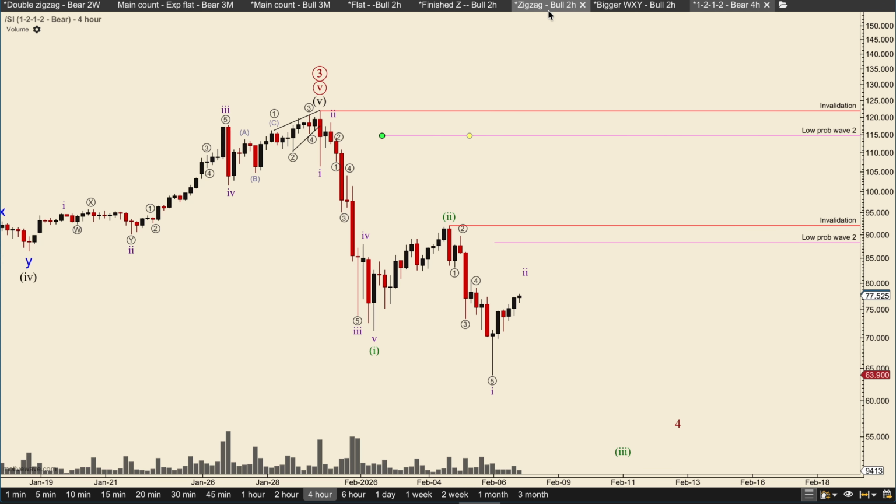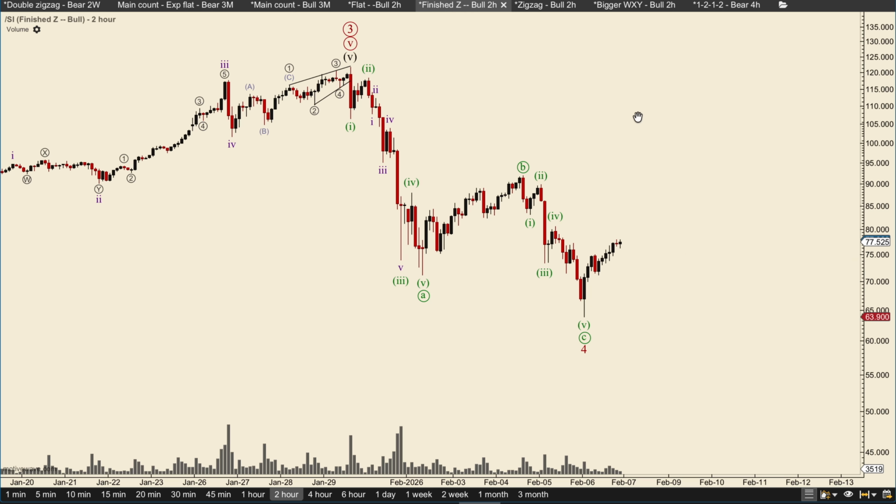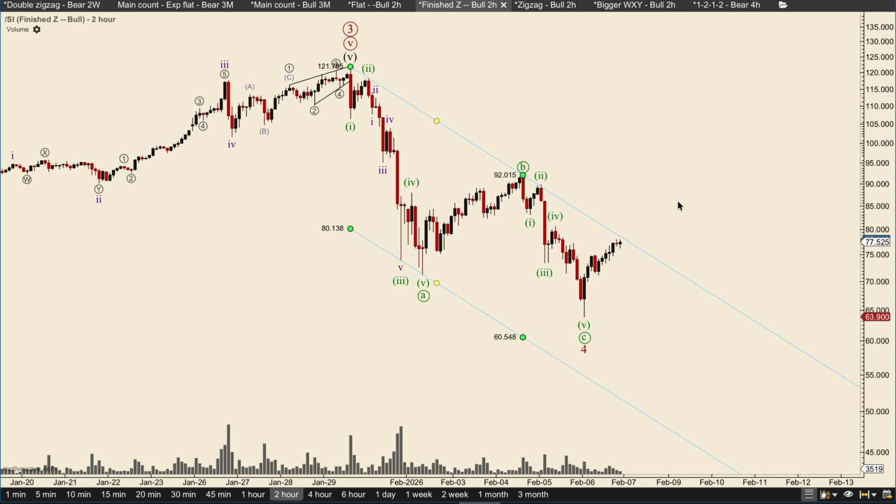But in order to even remotely consider that the correction is over, you can take a channel like this. It's called a deceleration channel, used by Kennedy, an Elliott Wave trader. And you can see that we are still very much within this channel. So I am personally looking for a break of this channel. And I also want to see a 5-wave structure, 1, 2, 3, 4, 5, with a retracement before I even consider that this trend is continuing upwards.